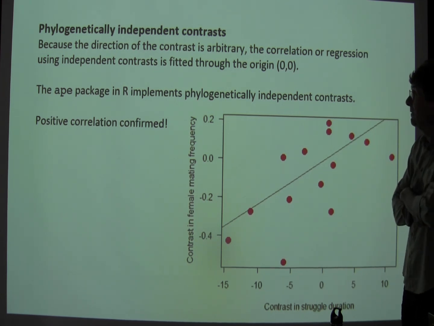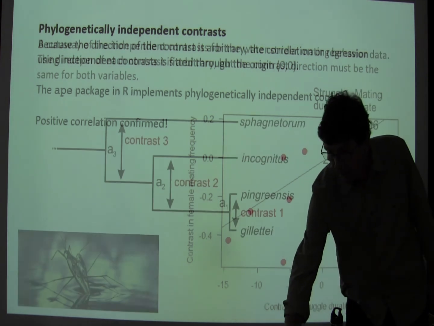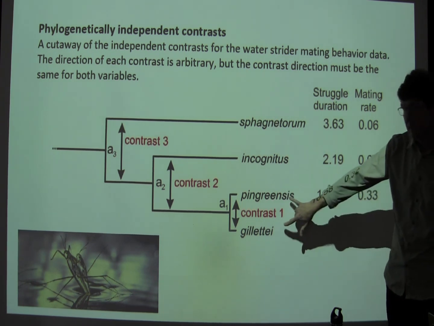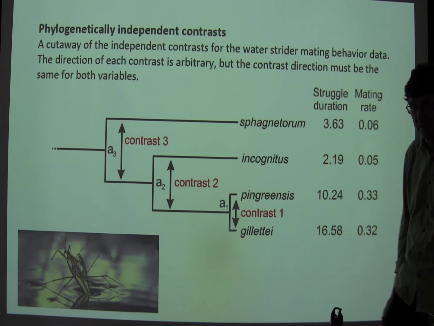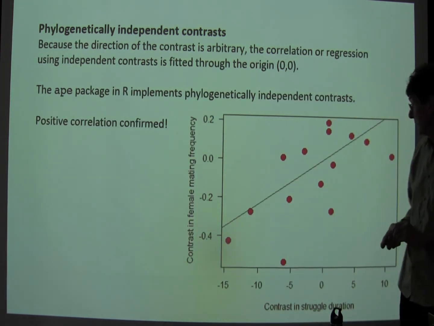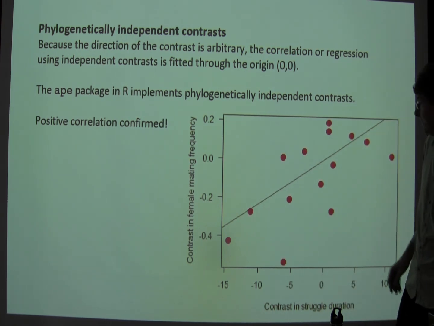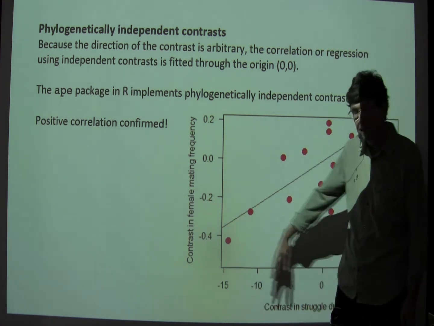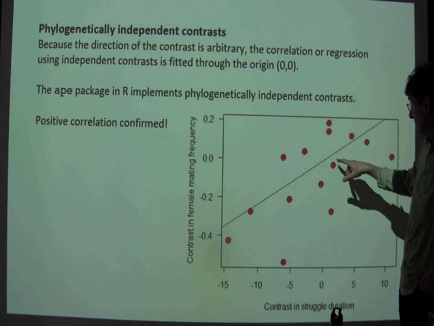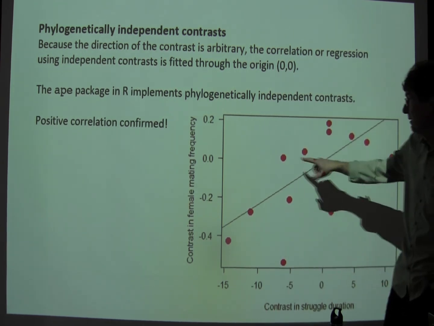Also, because the direction of the contrast is arbitrary, as I said, we could take this minus this for both traits when calculating this particular contrast, or we could do the reverse. And what that means is that it's possible to calculate all the contrasts so that they are positive for x, or calculate all the contrasts so that all the values are negative for x. And because the direction is arbitrary, this line will pass through 0, 0.